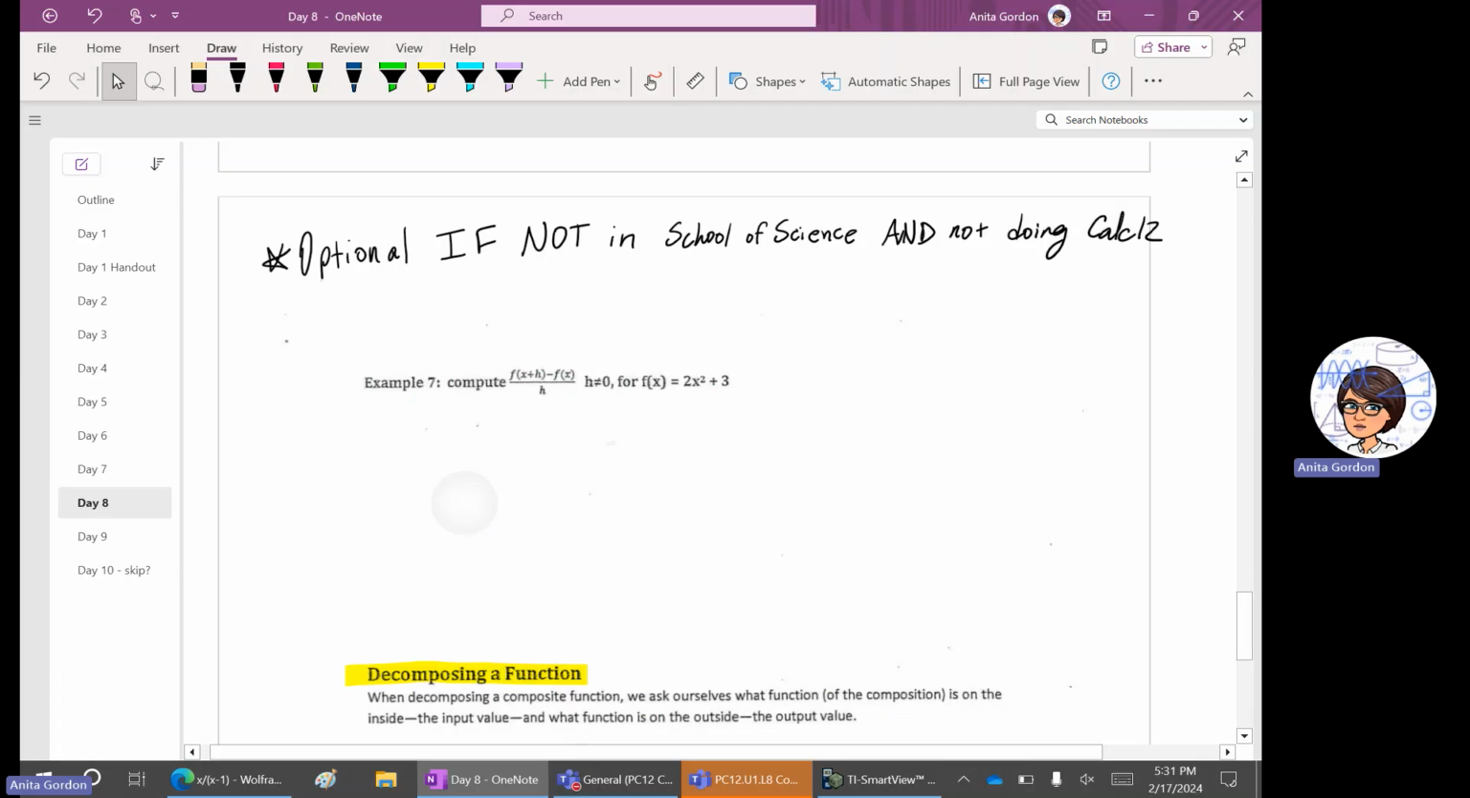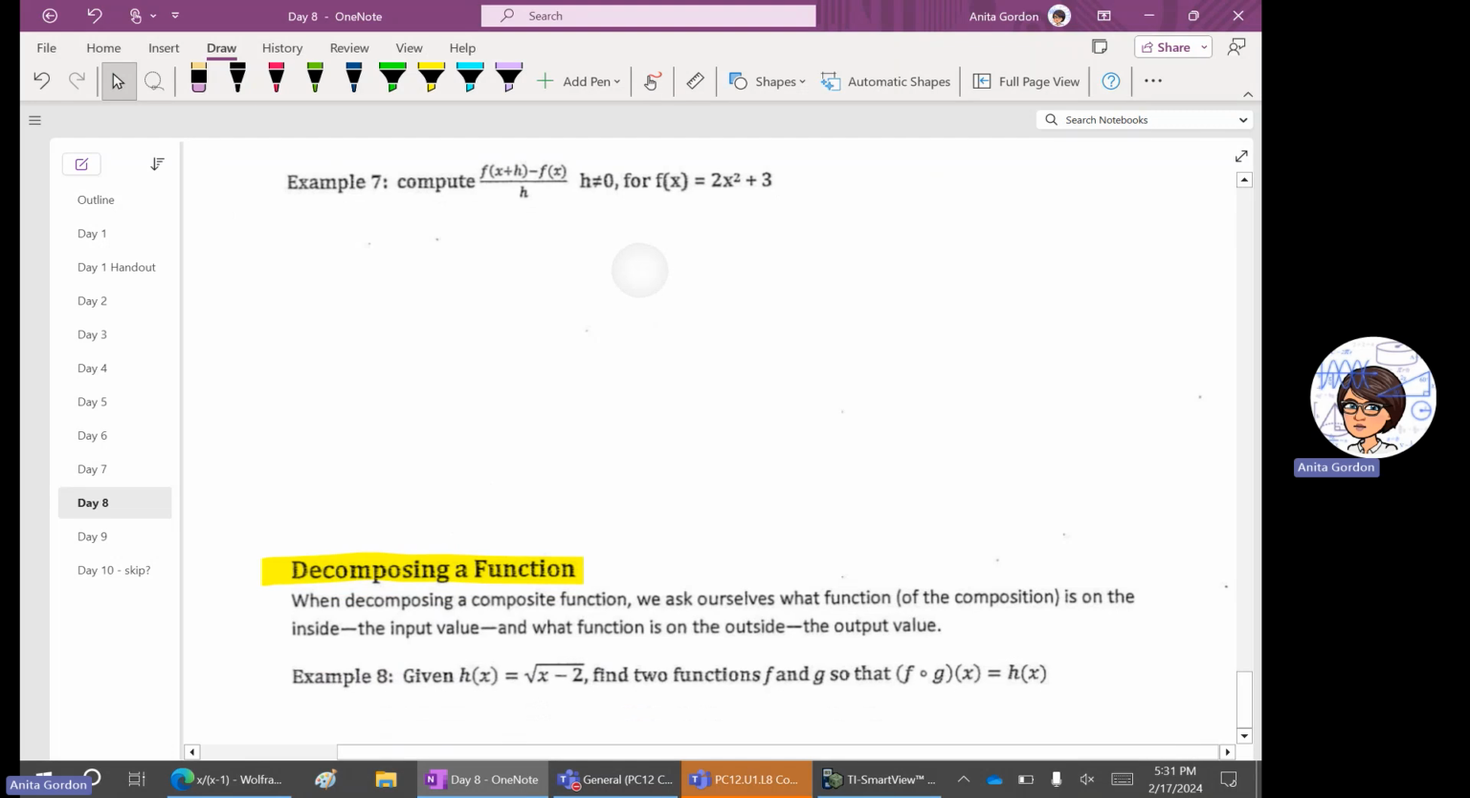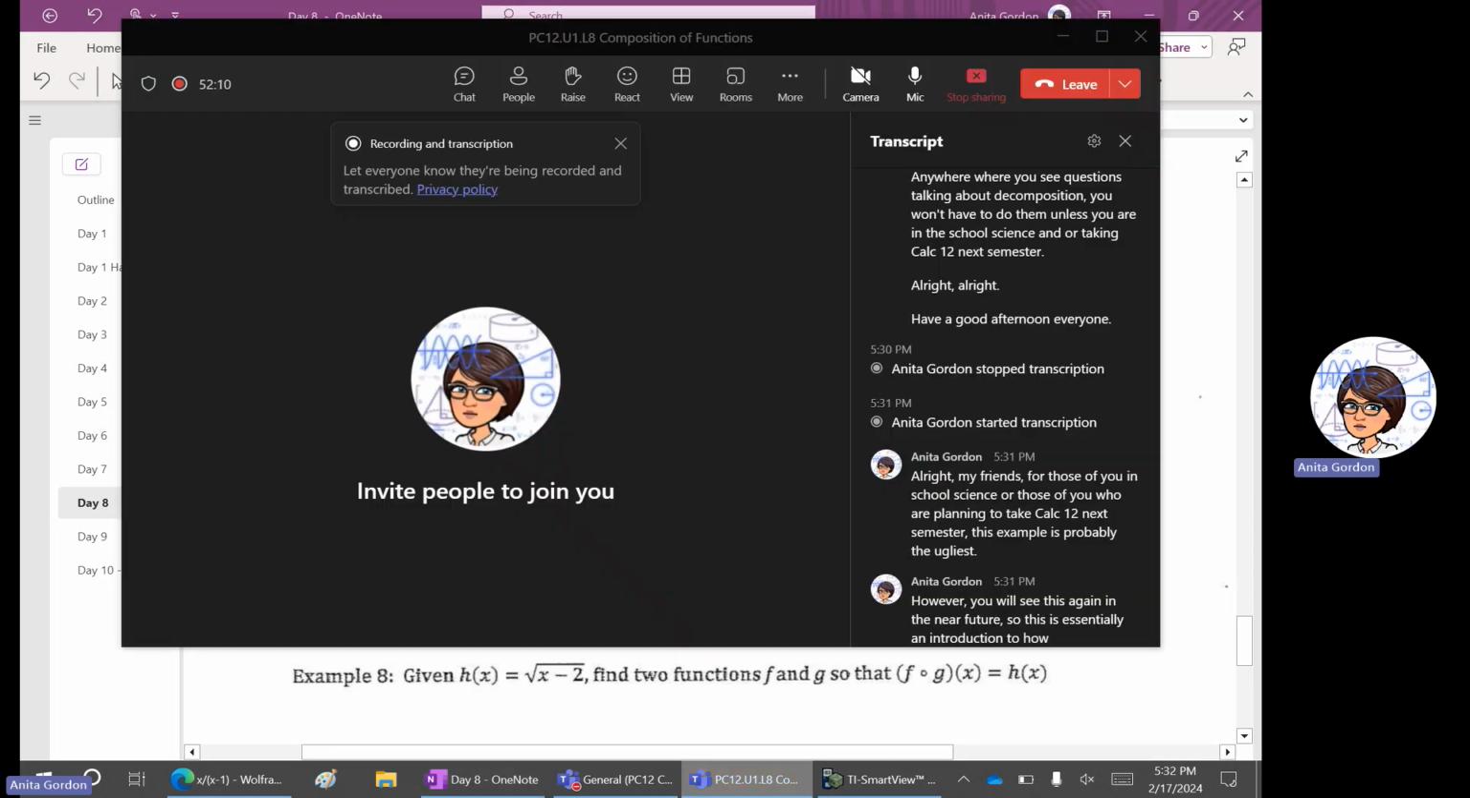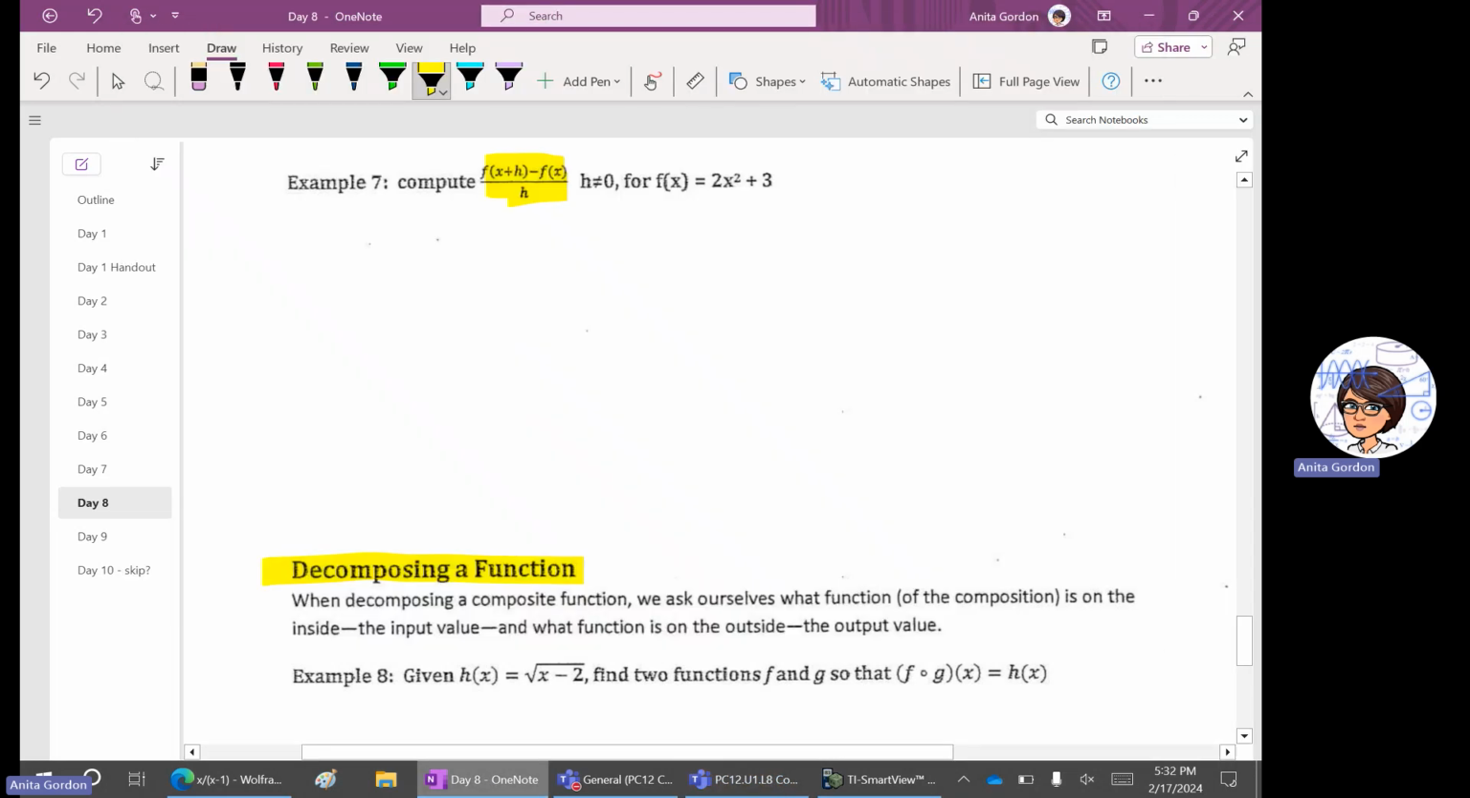For those of you in School of Science or those of you who are planning to take Calc 12 next semester, this example is probably the ugliest. However, you will see this again in the near future. This is essentially an introduction to how we take limits and derivatives and slope functions and all that stuff, which you're going to get to know one day. But for now, let's just practice doing a composition.